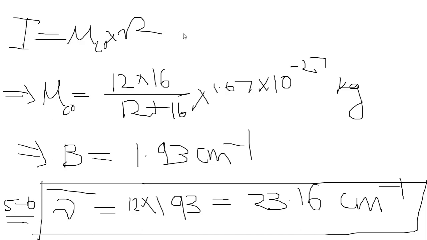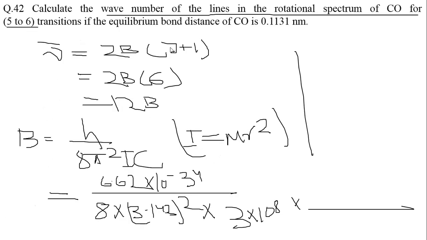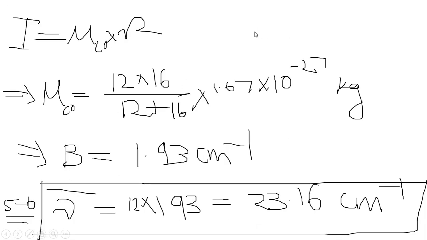And we know the value of B. The value of B depends upon the moment of inertia, and we have calculated the moment of inertia numerous times. How to calculate the moment of inertia? It is effective mass into distance of separation square. Effective mass we can calculate from the mass of carbon and oxygen, and here it is 0.1131 nanometer. This is the distance of separation, that is r. So when we put all the values, we can calculate the value of B.